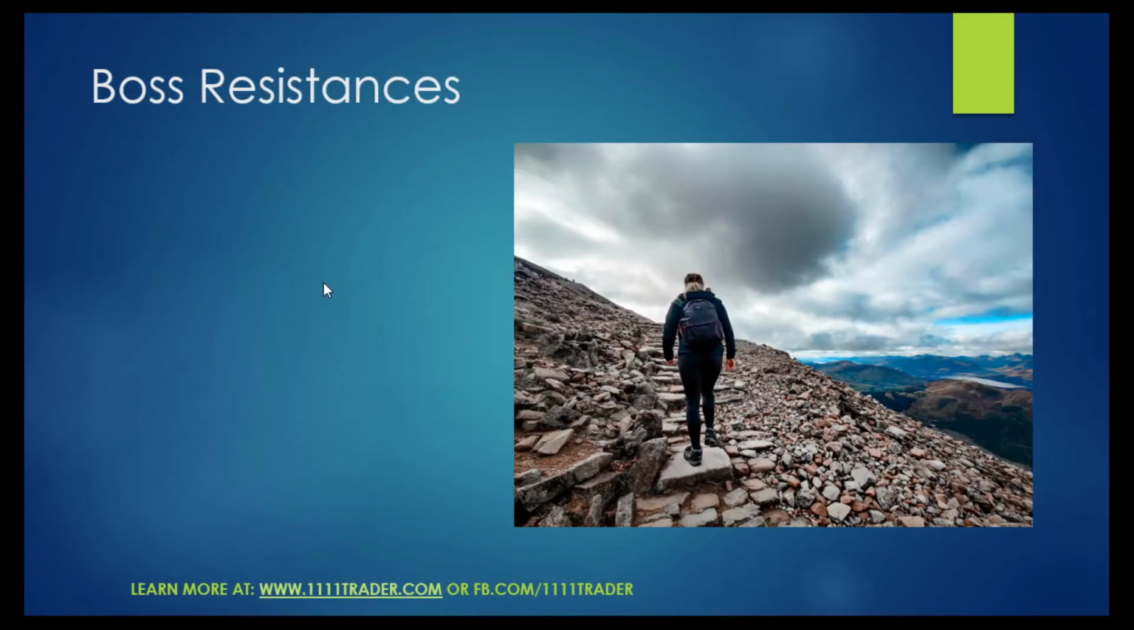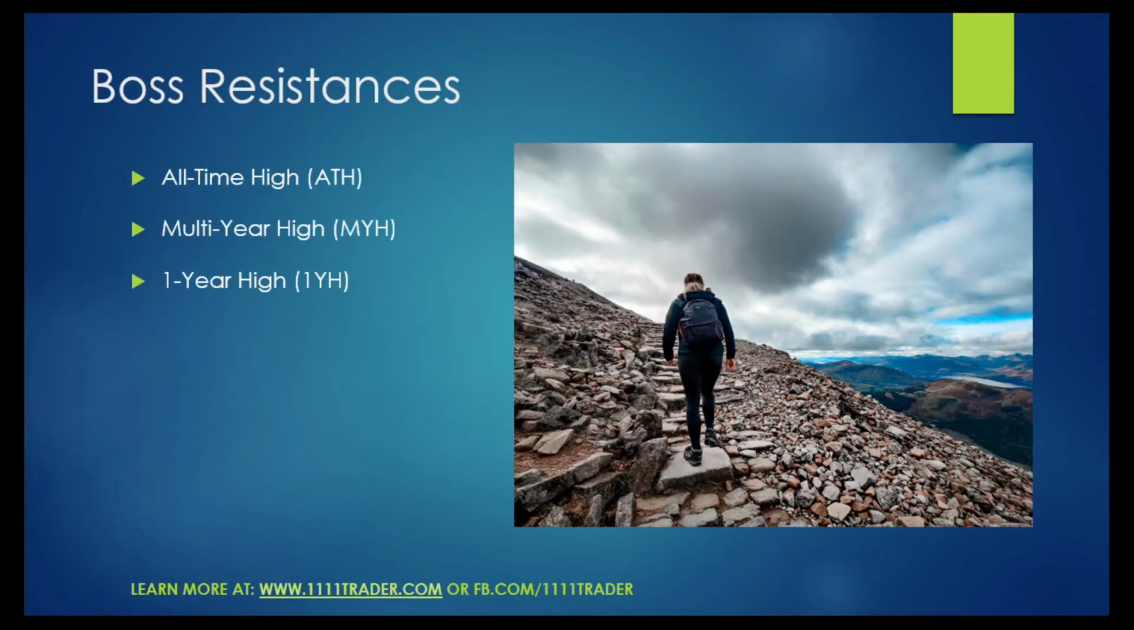So next, let's talk about boss resistances. These are not the same as the resistances we discussed in our previous video. These are boss resistances. So they are like the strongest opponents or the final boss in the games we play. This means that if these boss resistances are taken out, there is a higher chance of a sustained and strong rally afterwards. This concept can also be applied to supports, so watch out for all-time lows, multi-year lows, and 1-year lows if you plan on shorting markets.